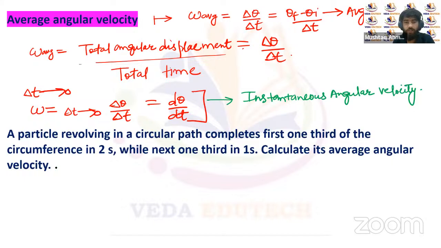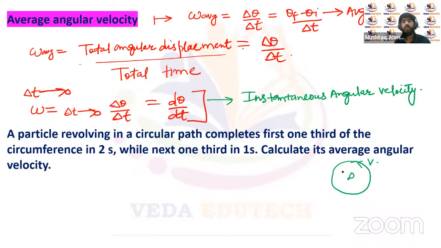Now let's discuss this question. A particle revolving in a circular path completes the first 1/3 of the circumference in 2 seconds, while the next 1/3 in 1 second. Calculate its angular velocity. The question says that the particle moves in a circular path in this fashion with some speed v, right?